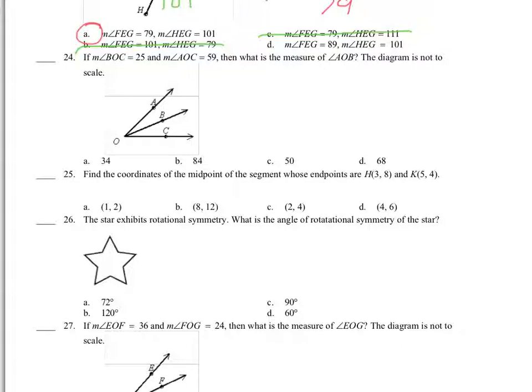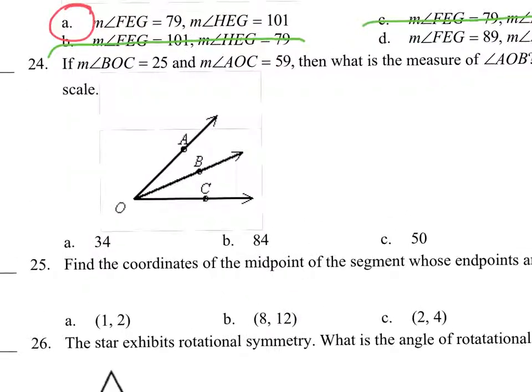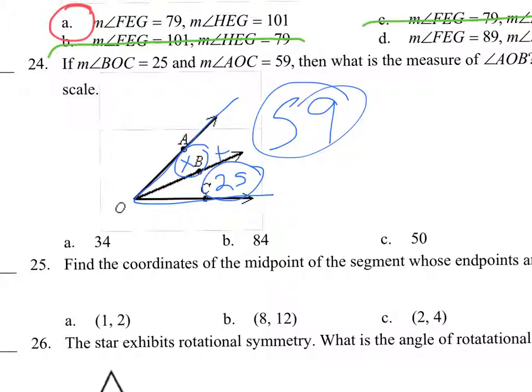Number 24, let's zoom in here. It says that BOC is 25. That's this angle right here, 25 degrees. AOC, the whole entire angle, is 59. What's the measure of AOB? That angle right there we don't know. Well, 25 plus X is going to equal 59. So if we subtract 25 from 59, we can find out what X is. It's 34. And that's my answer.